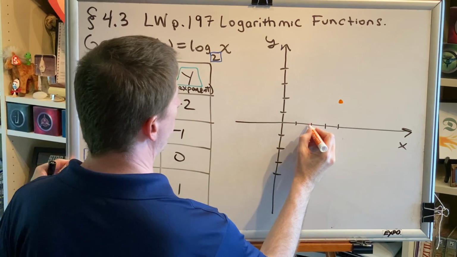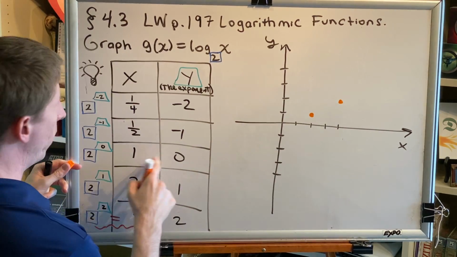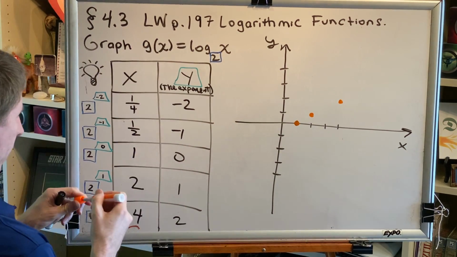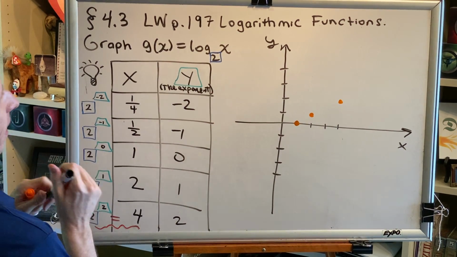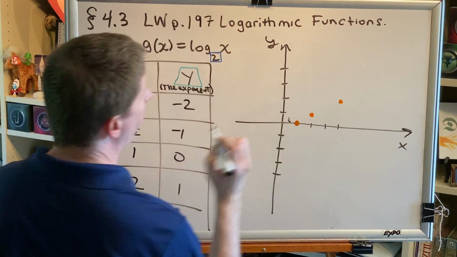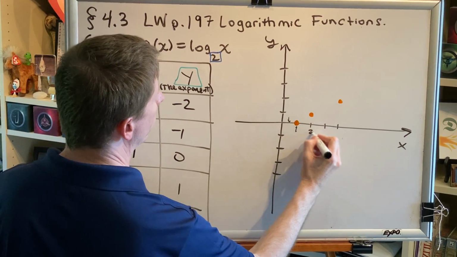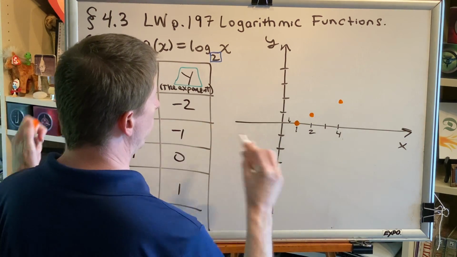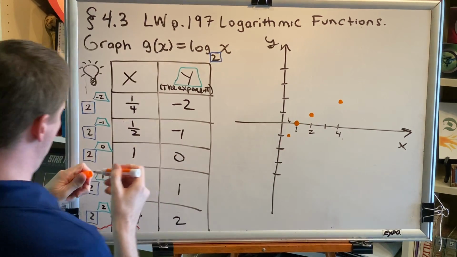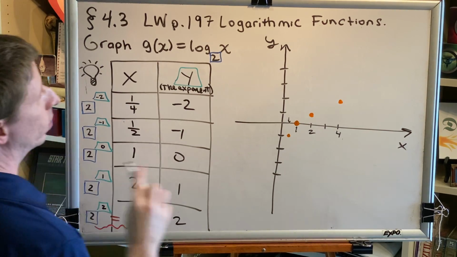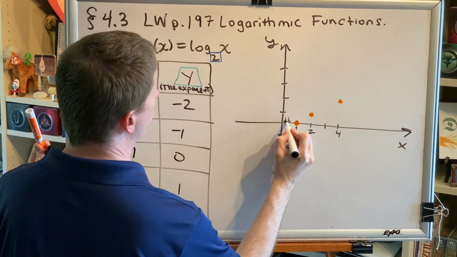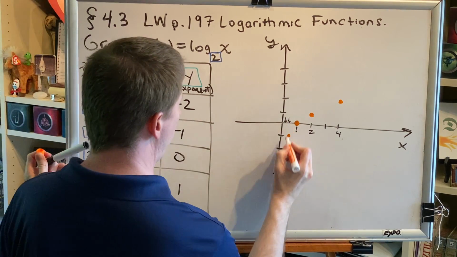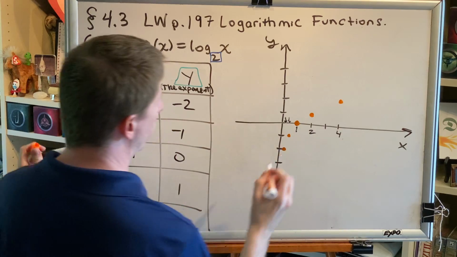2, 1. That will be right here. 1, 0. That'd be right here. 1/2, -1. Well, this x is a half, which would be right there at that spot between 0 and 1. So 1/2, -1 would be at this point. And then finally, 1/4, -2. Well, 1/4 is halfway between 0 and 1/2. So 1/4, -2 would be at this arrow down at this location.